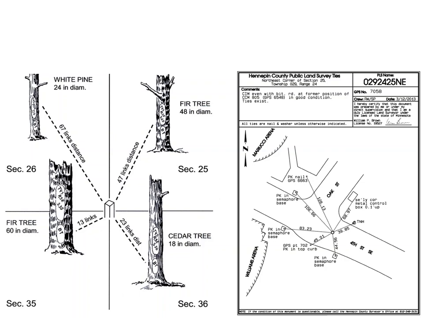This is a 24-inch white pine. It was 67 links in this direction. So that was happening during the original survey work.